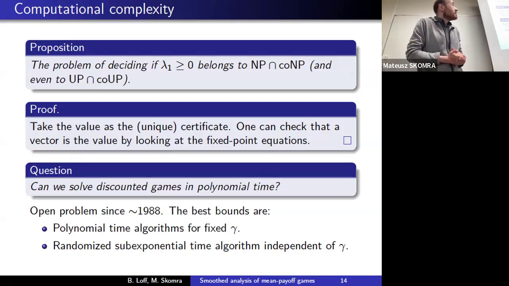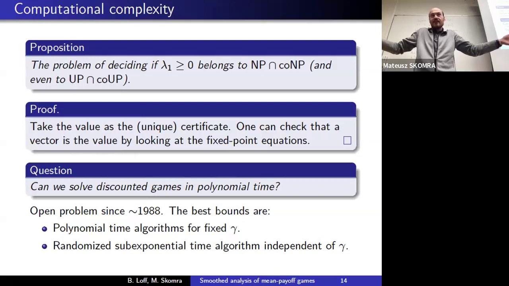So what's the proof? Well, the value of your game, this vector, is a certificate that you can use for your non-deterministic machine. Even more, it's a unique certificate, right? Because if I give you a vector, you can very easily check that it is a value. Just plug in the fixed point equations, check if they are satisfied. If yes, yes. If no, no. End of story.